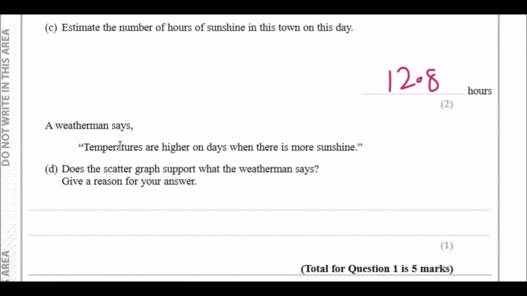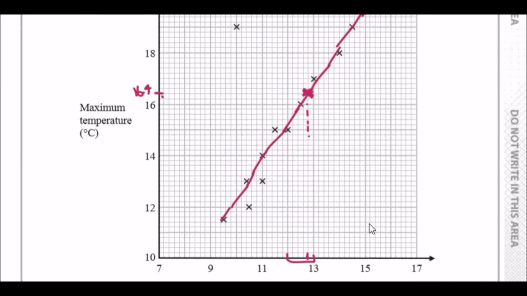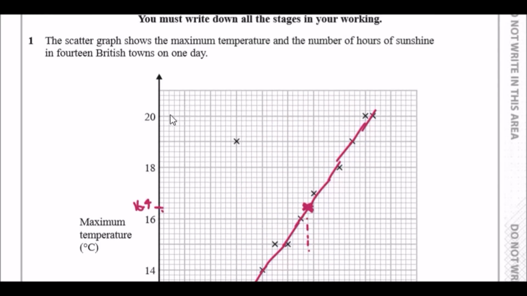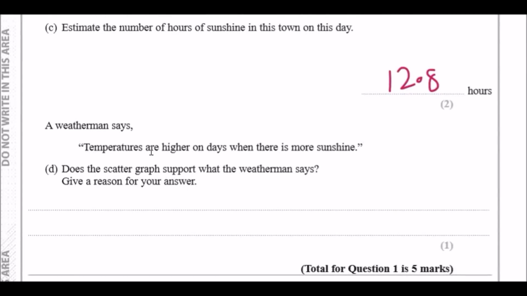A weatherman decides to say temperatures are higher on days when there is more sunshine. Well, to be honest, looking at this graph, it is true, because as the number of hours increases, the maximum temperature itself also increases. So does the scatter graph support what the weatherman says? And here you can just simply say yes.